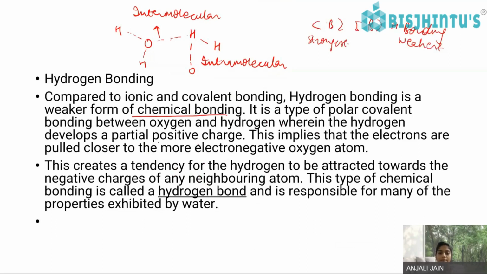Here the hydrogen develops a partial positive charge and oxygen has the partial negative charge because it is the more electronegative element. This implies that the electrons are pulled closer to the more electronegative oxygen atom. So hydrogen gets a partial positive charge, which means it is donating, and oxygen gets a negative charge, which means it is withdrawing or taking.